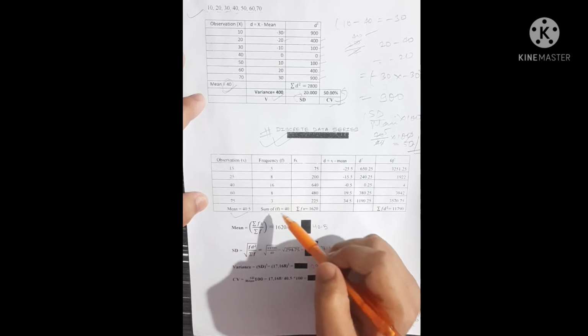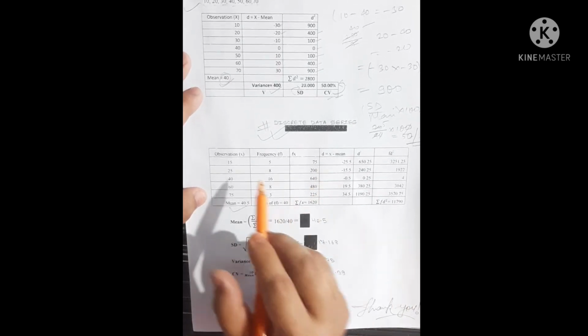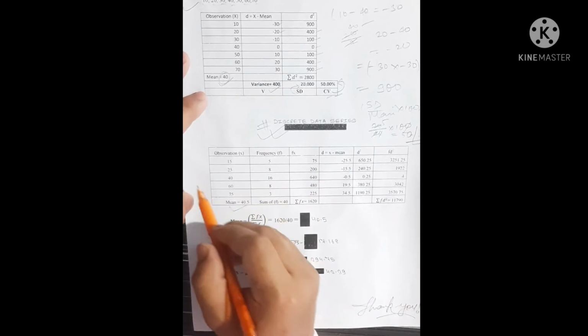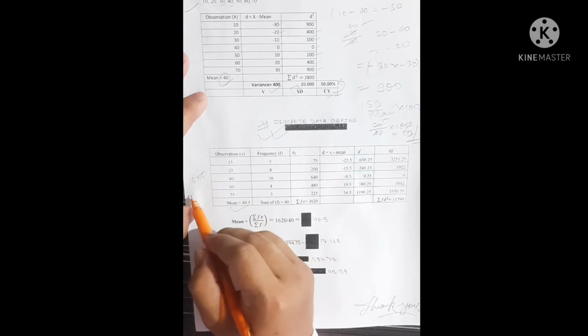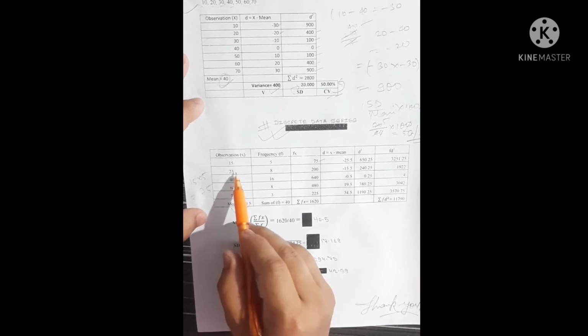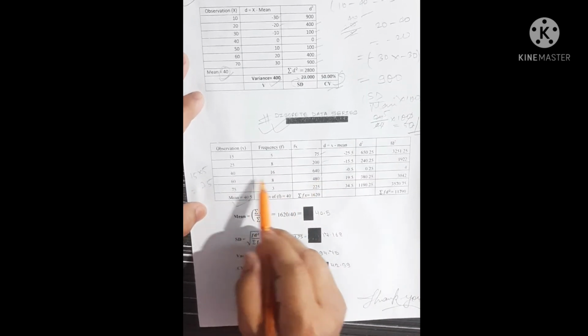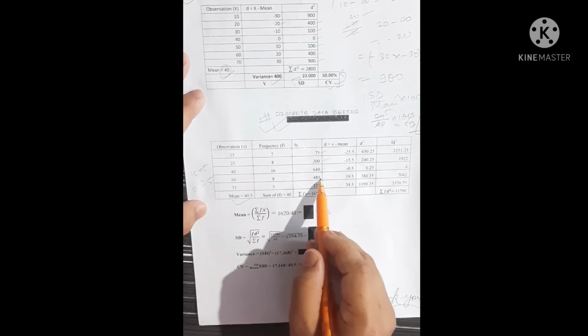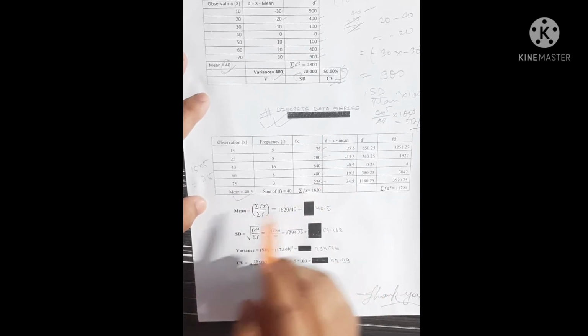Now, fx is what? 15 into 5, that is 75. It is written here as fx. Like this, 25 into 8 gives 200, 40 into 16 gives 640, 60 into 8 gives 480, 75 into 3 gives 225.